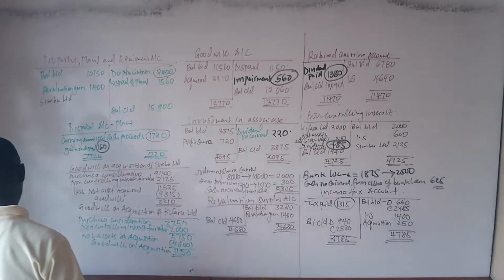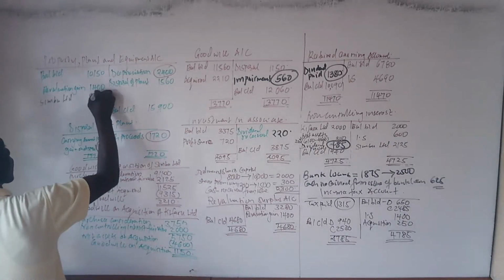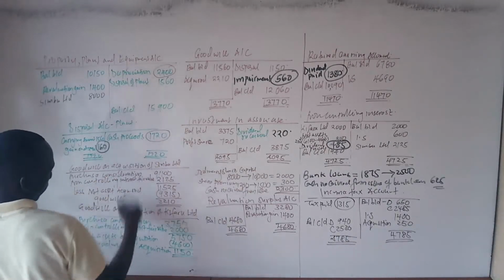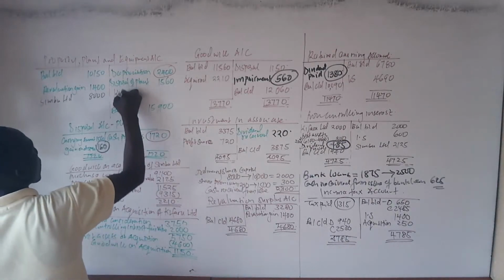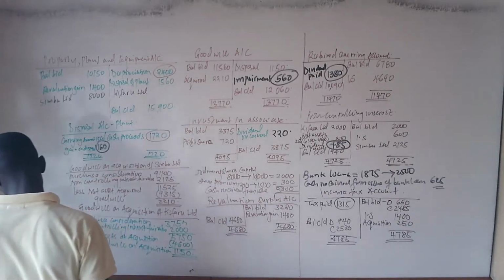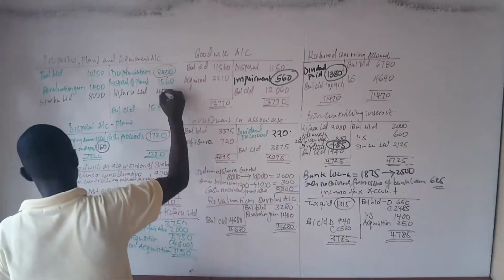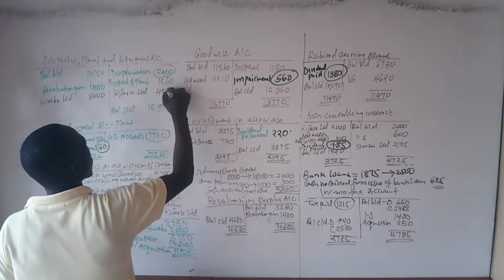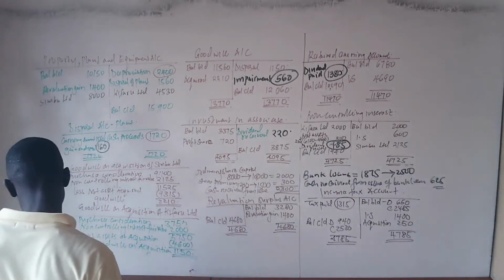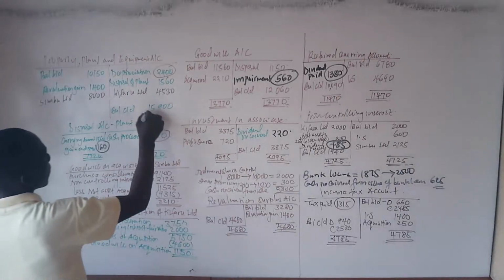How much did we acquire? 8,000. Then from there we disposed which company? Kifaru Limited. We disposed how much? 45.30. Then from there, anything else? I think there is nothing.